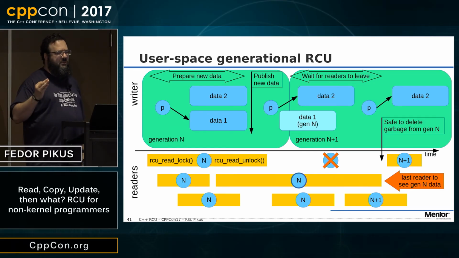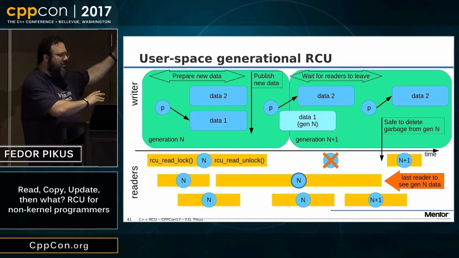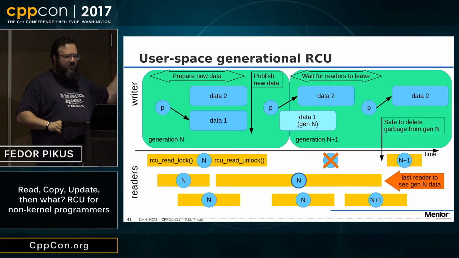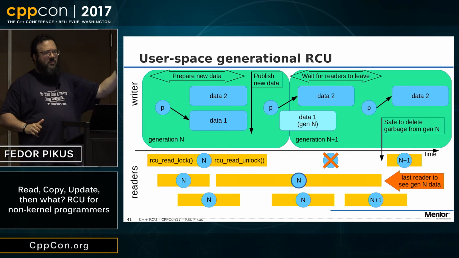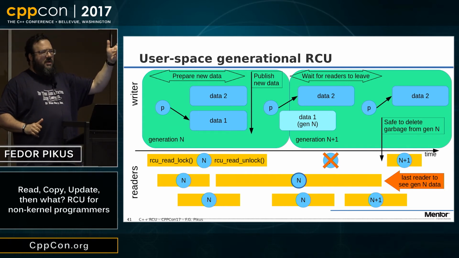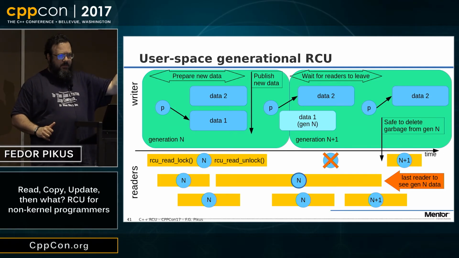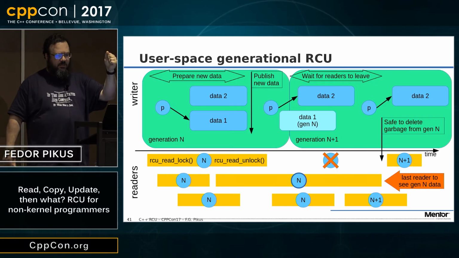How do I know when the readers leave? Well, remember my readers, how they were storing the pointer to the data. Well, they don't store the pointer to the data anymore. What they do store is the generation at which they entered the critical section. So when they called ReadLock, I told them, okay, you're calling ReadLock, current generation is generation n. Hold on to that n, you'll need it. When they're calling ReadUnlock, they're saying, I am a reader from generation n.